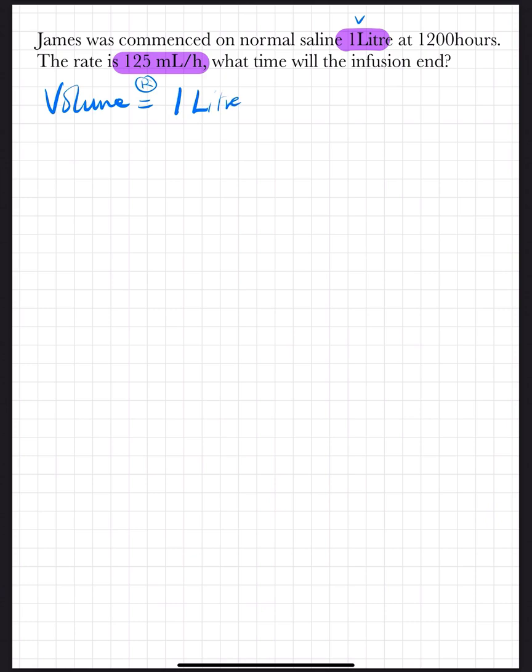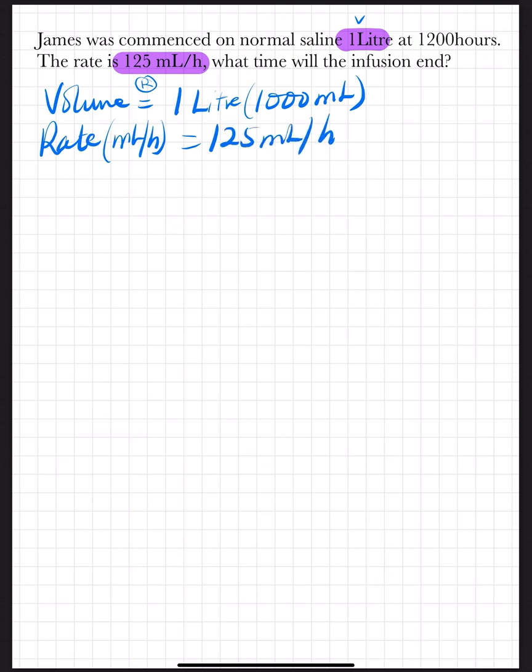Remember, we always don't use the liters to calculate. So what you need to do is to convert this into milliliters. So this one will be 1,000 milliliters, and the rate, whenever you see mils per hour, that's your rate, is 125 mils per hour.